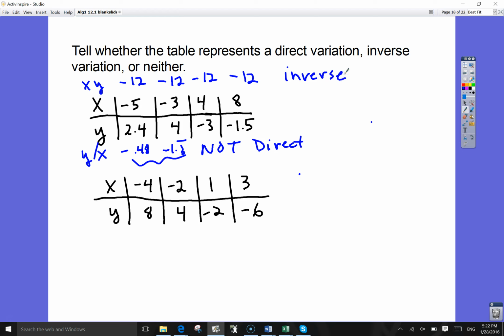Okay, let's try the same thing here. Start with a direct variation. Check the quotient, y over x. 8 divided by -4 is -2. 4 divided by -2 is -2. -2 divided by 1 is -2. -6 divided by 3 is -2. Okay, well this time we checked the quotient and every one was the same thing, which means direct variation.